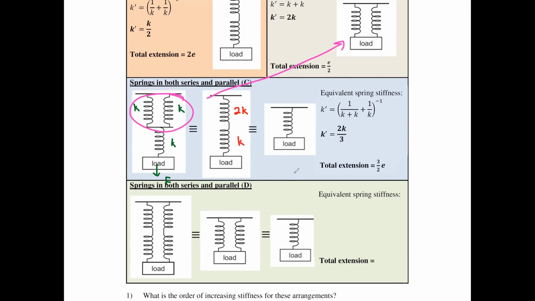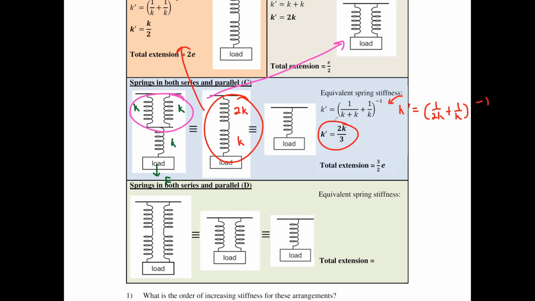Now, from here, this one is a bit similar to this. These are springs in series. I would need to add them like I would resistors in parallel. So my spring stiffness is actually going to be (1 over 2K plus 1 over K) to the power negative 1, which is this one. So I'm going to get this new spring stiffness, 2K over 3.